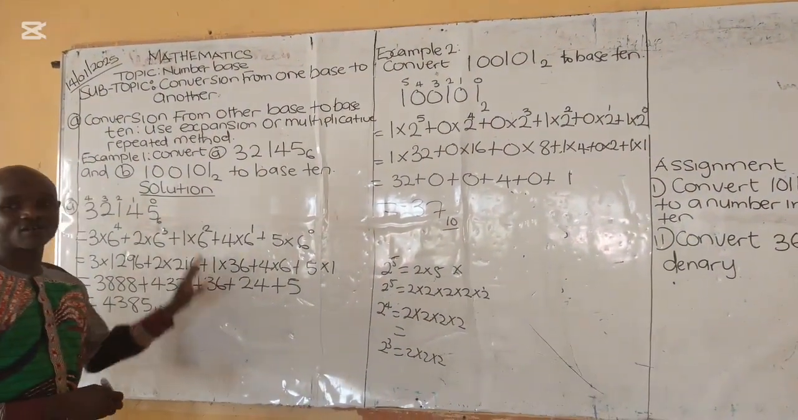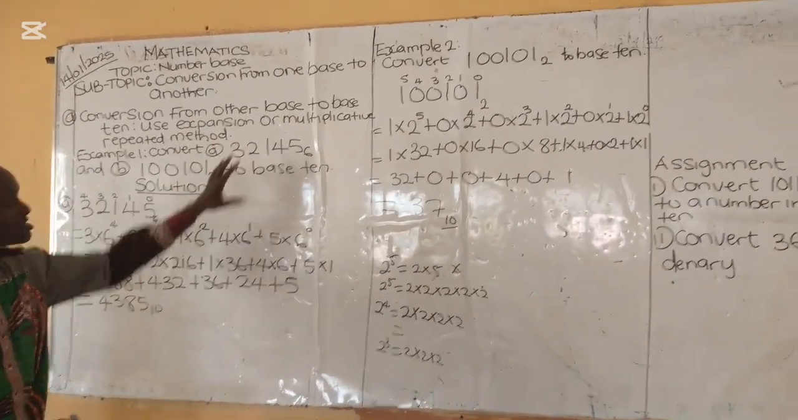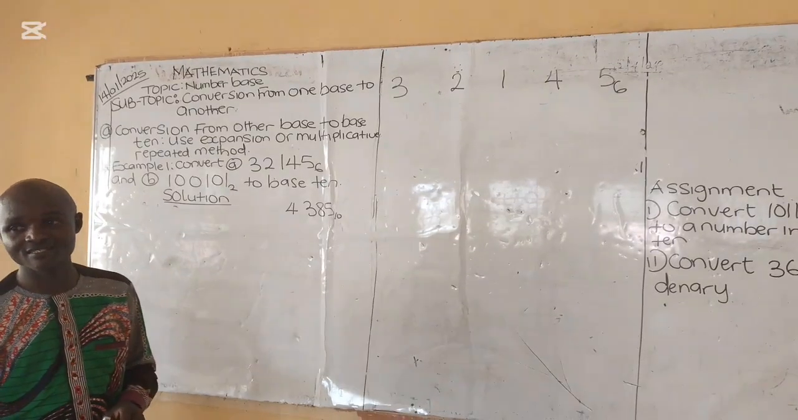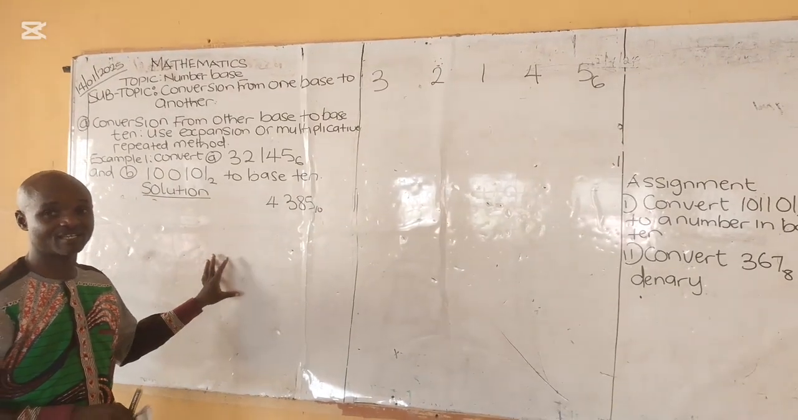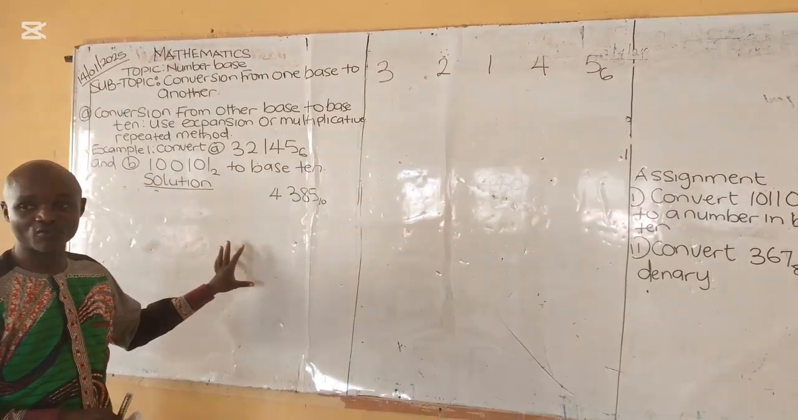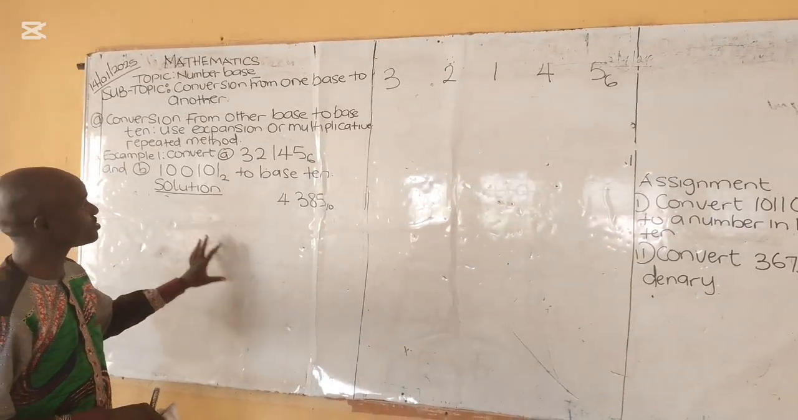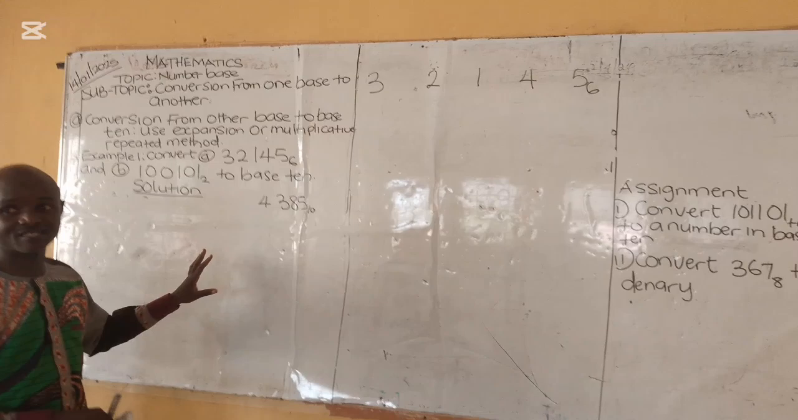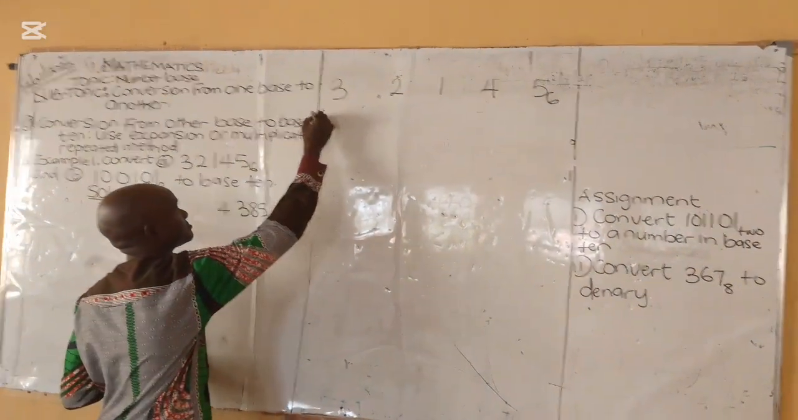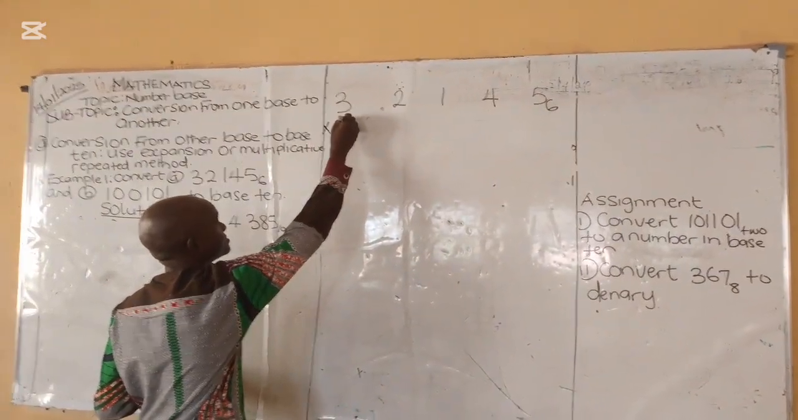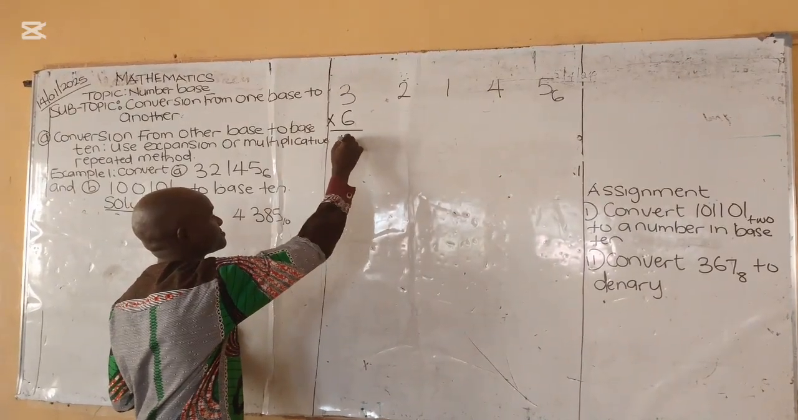So we have concluded converting from other bases to base 10 by using the expansion method, such that we have two methods. We have done the first method, the expansion method. Another way of converting from other bases to base 10 is the use of the multiplicative repeated method. You multiply the first number by the base, which is base 6. When you multiply, your answer is 18.